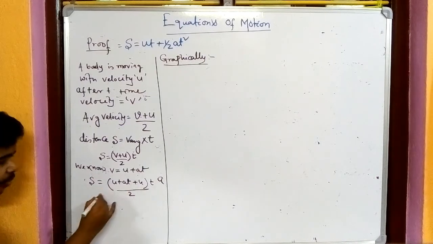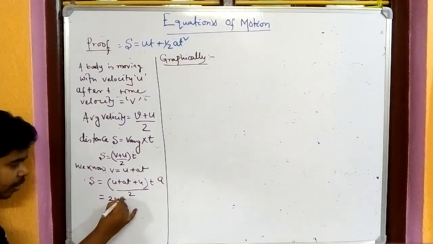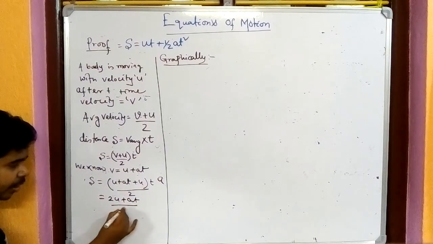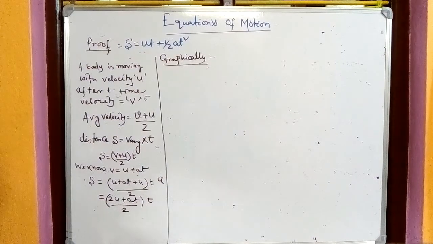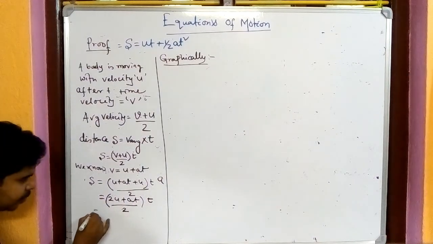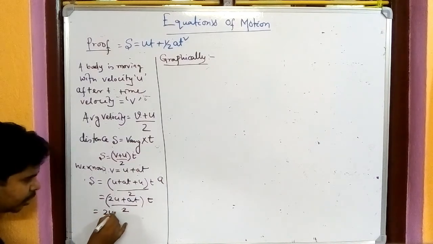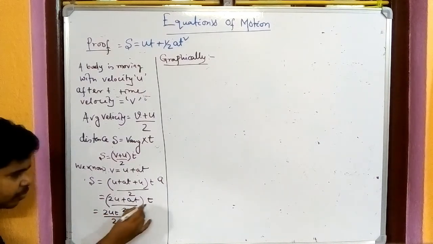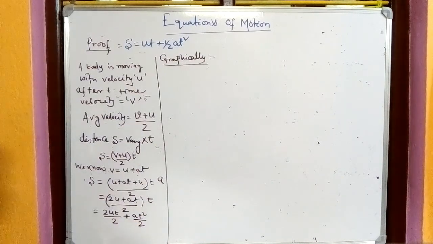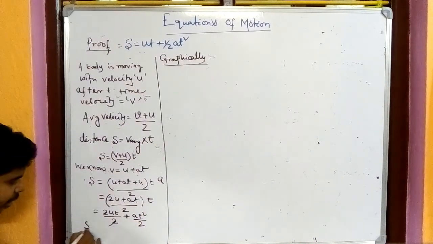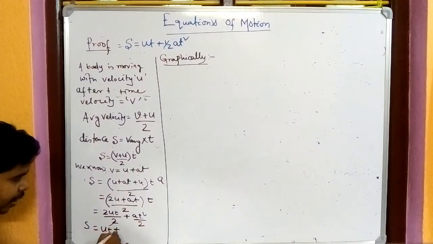So u plus u, 2u plus at by 2, into t. So I think it will take much place. If I multiply here, it is coming 2u into t by 2, because t is outside, I multiply, plus at square by 2. So 2 will be cancelled out. So S equals ut plus half at square.